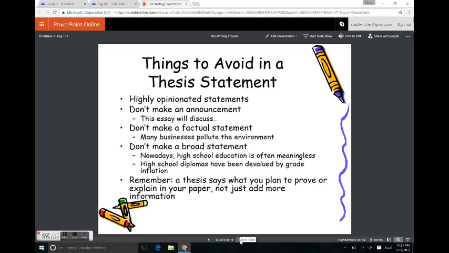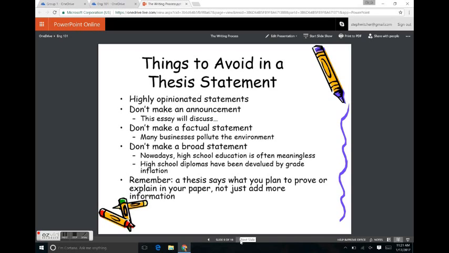All right, don't make just plain factual statements. Businesses pollute the environment. Well, that doesn't tell us what you're going to prove. Okay, so be very careful about that one. And then be careful that they're not too broad. Typically, that tends to be the problem with thesis statements. Not that they're too narrow, but that they are just too broad.